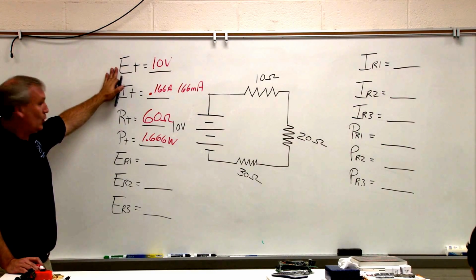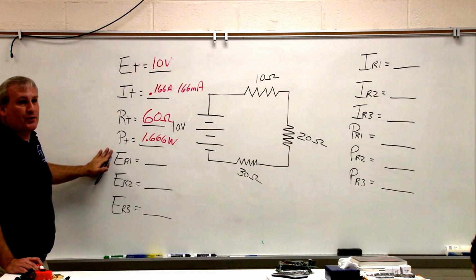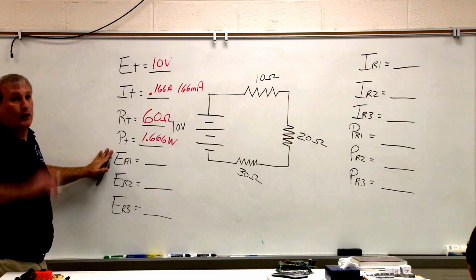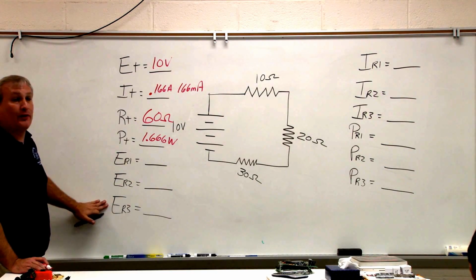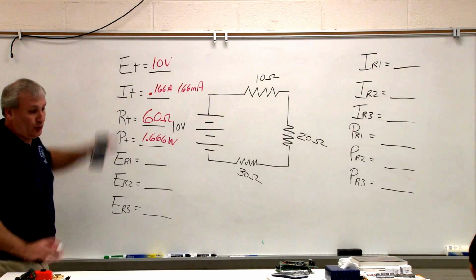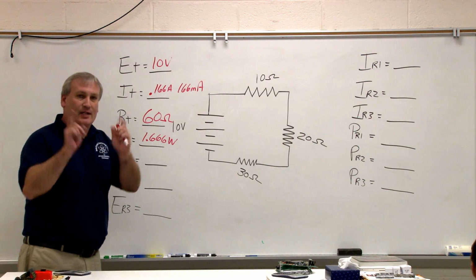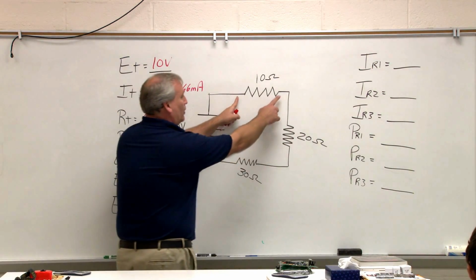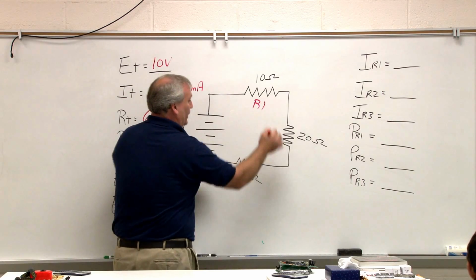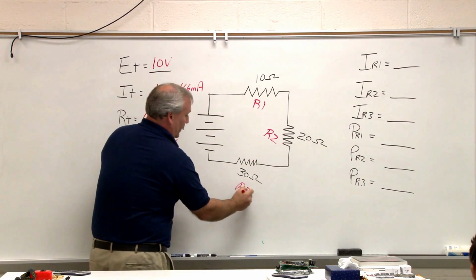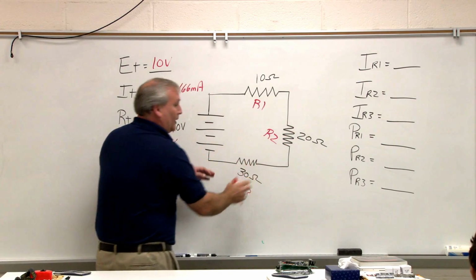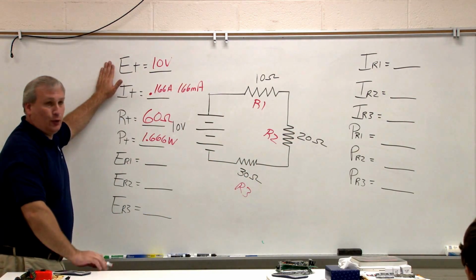Kieran? Kirchoff's law. The sum of all the voltage drops in a series circuit, some people say a loop, adds up to the applied voltage. So my voltage across R1, R2, and R3 should add up to E total. When I say voltage drop, that means I took a voltmeter and I put it across R1. We'll call this R1. I put it across R2 and I put it across R3. Those voltage drops should add up to E total.